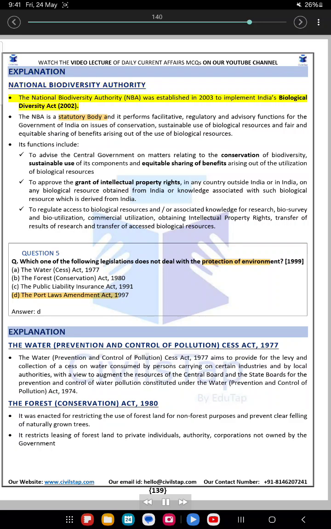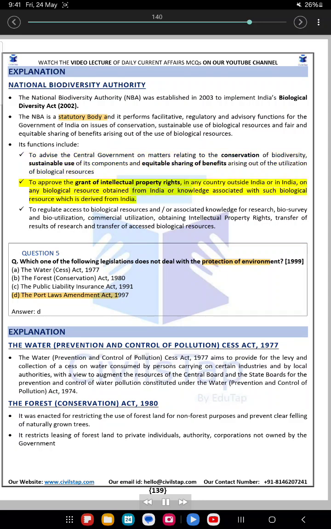The National Biodiversity Authority (NBA) was established in 2003 to implement India's Biological Diversity Act 2002. The NBA is a statutory body and it performs facilitative, regulatory and advisory functions for the Government of India on issues of conservation, sustainable use of biological resources and fair and equitable sharing of benefits arising out of the use of biological resources. Its functions include to advise the central government on matters relating to the conservation of biodiversity, sustainable use of its components and equitable sharing of benefits arising out of the utilization of biological resources.